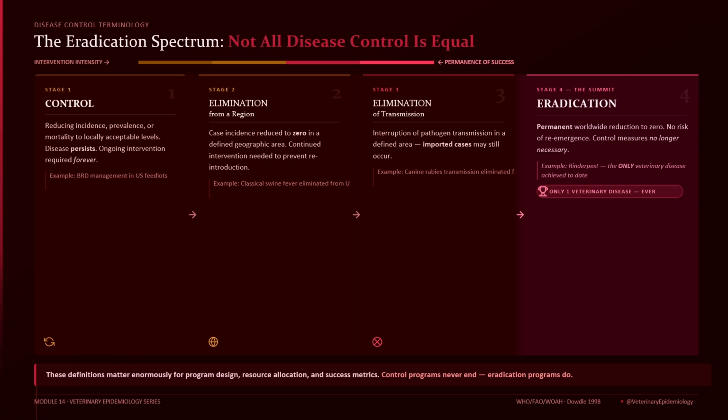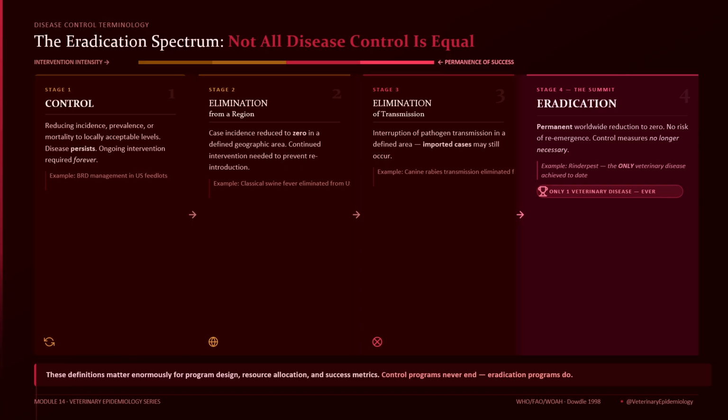A great example, rabies elimination from the United Kingdom. No cases in domestic animals, but they still test and monitor because the virus exists elsewhere. Eradication is the gold standard, the permanent reduction of worldwide incidence to 0. The pathogen no longer exists anywhere in nature. Once you achieve it, you don't need surveillance anymore. You don't need vaccination anymore. It's done.